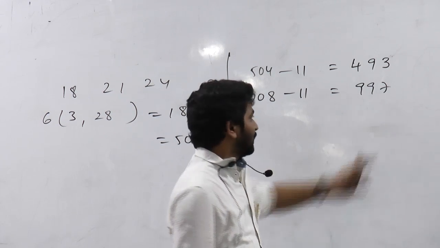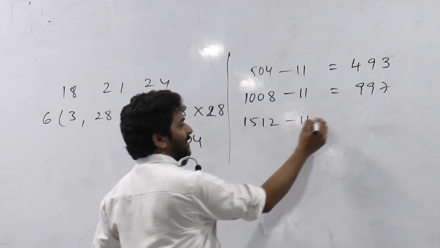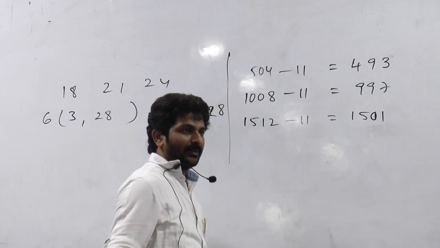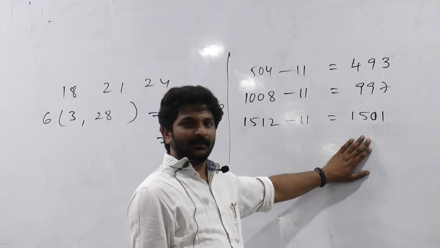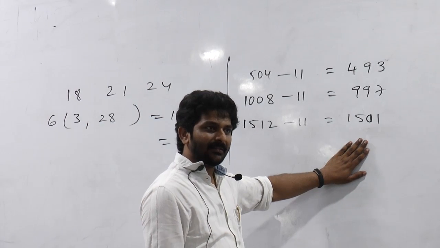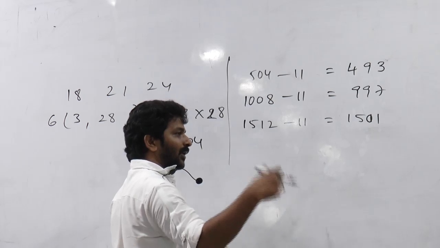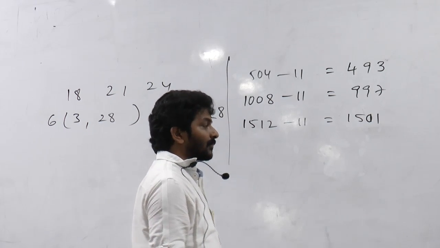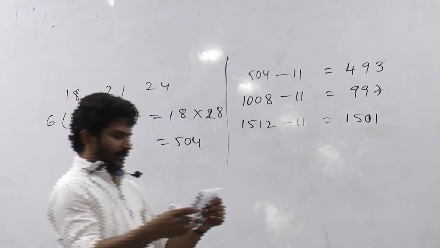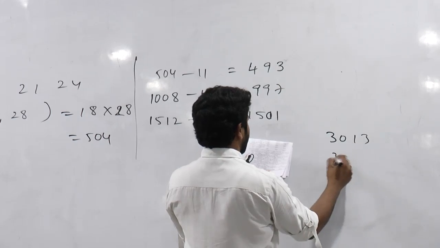Yes or no? Next number is 1512 minus 11, 1511, 1501. Do you have 1501 in the options? No need to verify it. This cannot be your answer, right? What are the other two options? 3013, 3035.